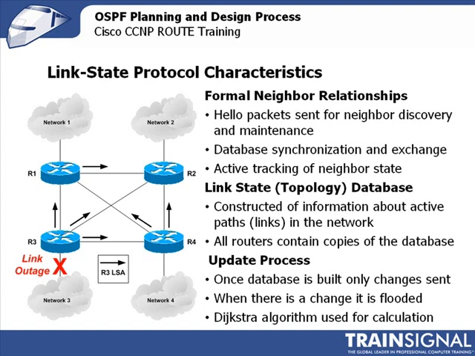The update process of link state protocols is that once the database is built and it's been exchanged, only changes to that are sent. It's not an entirely new table that's sent out. And when there is a change, as is pictured on the graphic to the left, it is flooded out all interfaces except for the one it was learned on. And the algorithm that link state protocols use is called the Dijkstra algorithm. It's actually a very interesting read, a bit on the dry side, but deeply technical and quite mathematical.